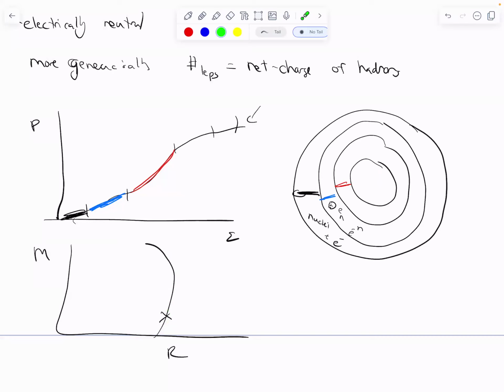I don't know if you can see, there's a question in the text chat panel. Okay, I can go there. For neutron stars that have hyperons, what is the percentage of hyperons inside the star?